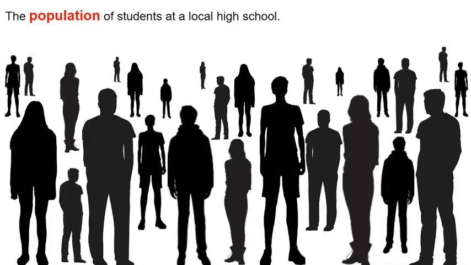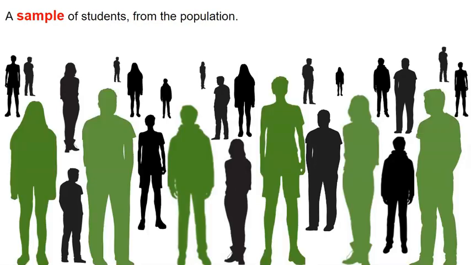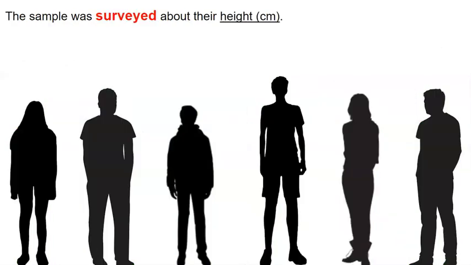Let's say we have a population of students at a local high school. And then we select a sample of students from the population. And this sample has 6 students. The sample was surveyed about their height. So in this real example, there'll be 6 pieces of data, or 6 outcomes, and each one will be a measurement of height. Just before I show you the outcomes, and just before we move on to the purpose of this video on statistics, answer this revision question on types of data.